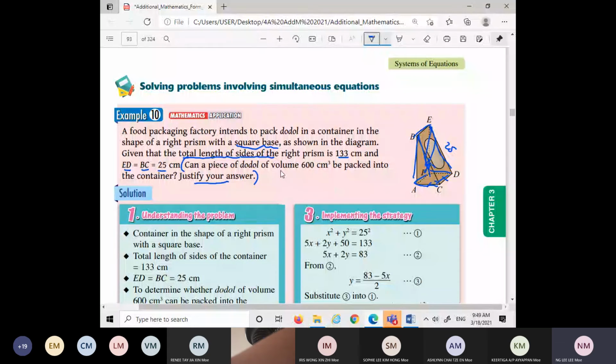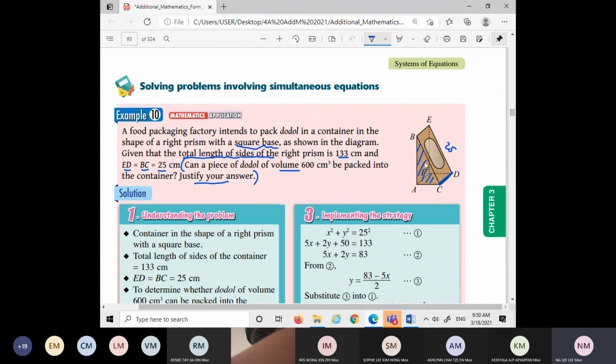For you to find the volume of a right prism, how? You still remember the formula? Volume of a right prism is the cross section times the height. So the cross section here is this triangle, then times the height. The height will be here. This one will be the height.